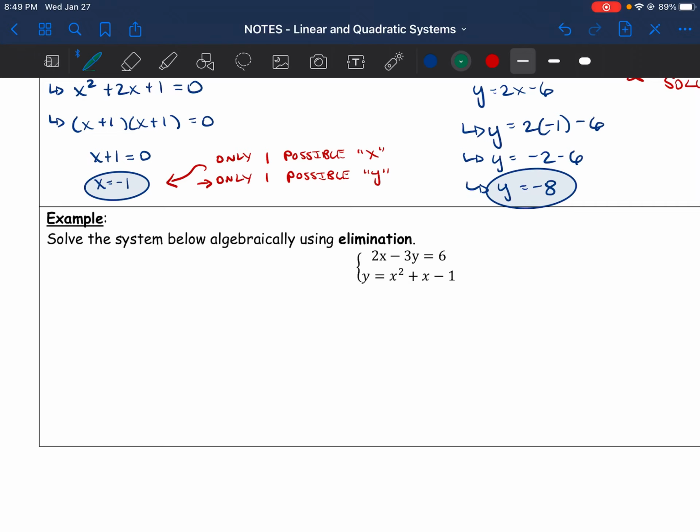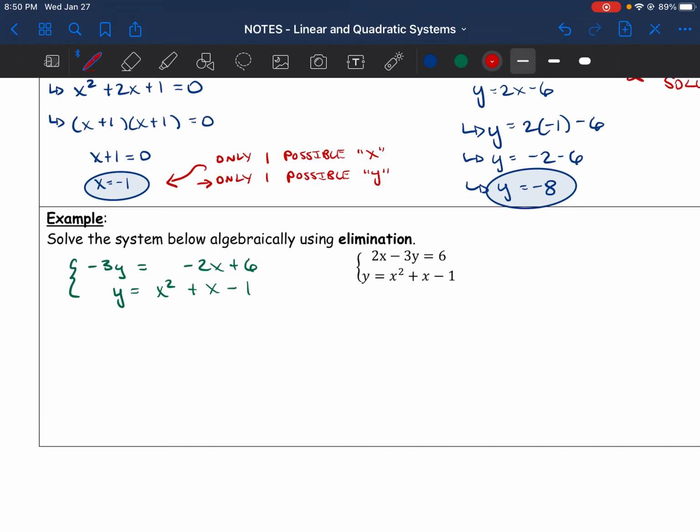So I'm going to rearrange this as, for the top, negative 3y equals negative 2x plus 6. So I'm getting the y variable isolated on the left. The bottom equation we're going to leave alone. y equals x squared plus x minus 1. Notice again I'm lining up the terms. The y terms are lined up. The equal signs, x squared, x's, constants.